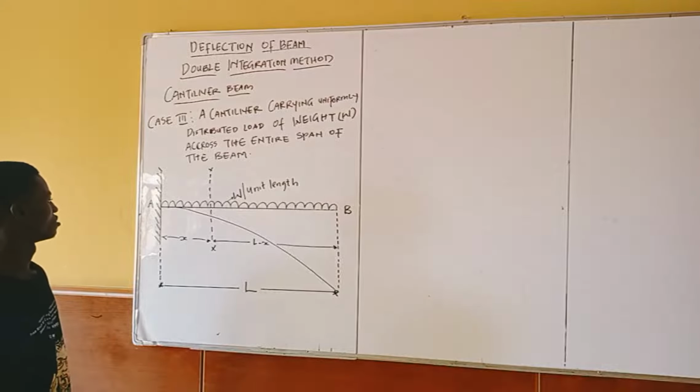What I'm going to do next is, since I know the value of my C2, I'm going to substitute it into this equation. Substituting the value of C2 in equation 3, I'm going to have EIY equals WLX^4 over 24 minus WL^4 over 24. So now this is the equation for deflection at any section of this beam.